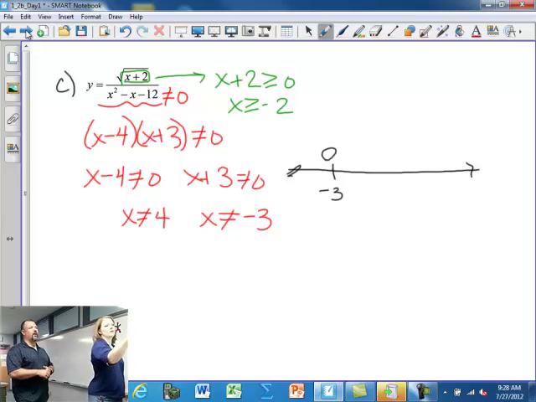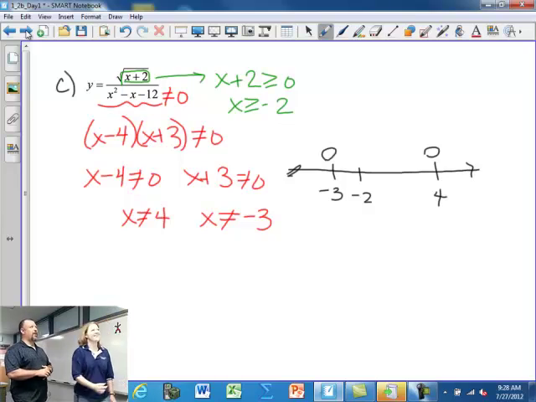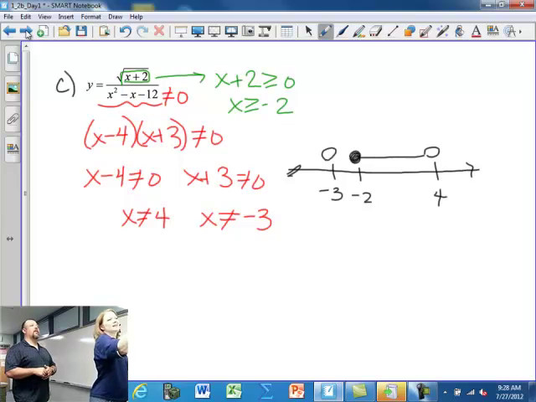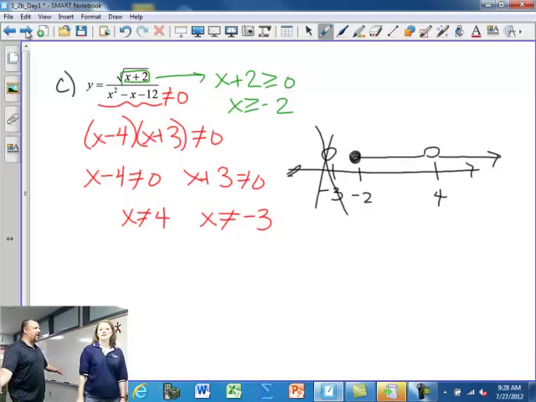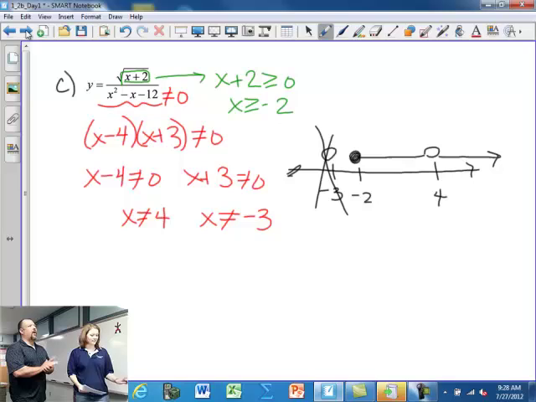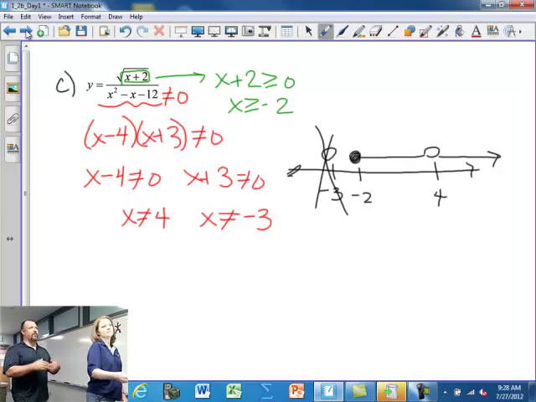So let's see. Negative 3, we're not going to use. We're not allowed to use negative 3. We're never going to use 4. It was over here somewhere, and negative 2's in the middle there somewhere, closer to the negative 3. We can use negative 2, but only numbers bigger than that. But we can't use 4. So in this problem, we can't use numbers less than negative 2 anyway. So does it really matter that we can't use negative 3? No, but we had to go through the algebra to see that.